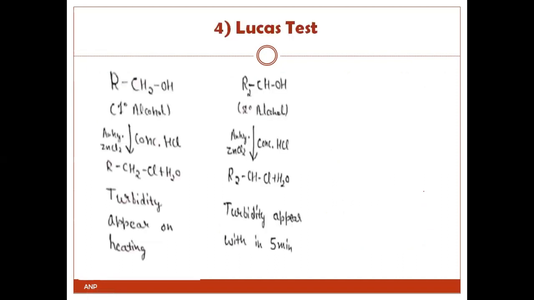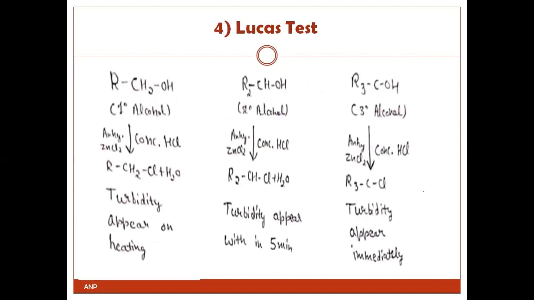Lucas test. In this test, alcohols are treated with a solution of HCl and zinc chloride, and this mixture of hydrochloric acid and zinc chloride is called Lucas reagent. Lucas reagent means it is a mixture of HCl and zinc chloride. So when alcohols are treated with Lucas reagent, it gives alkyl halides, and zinc chloride serves as a catalyst.